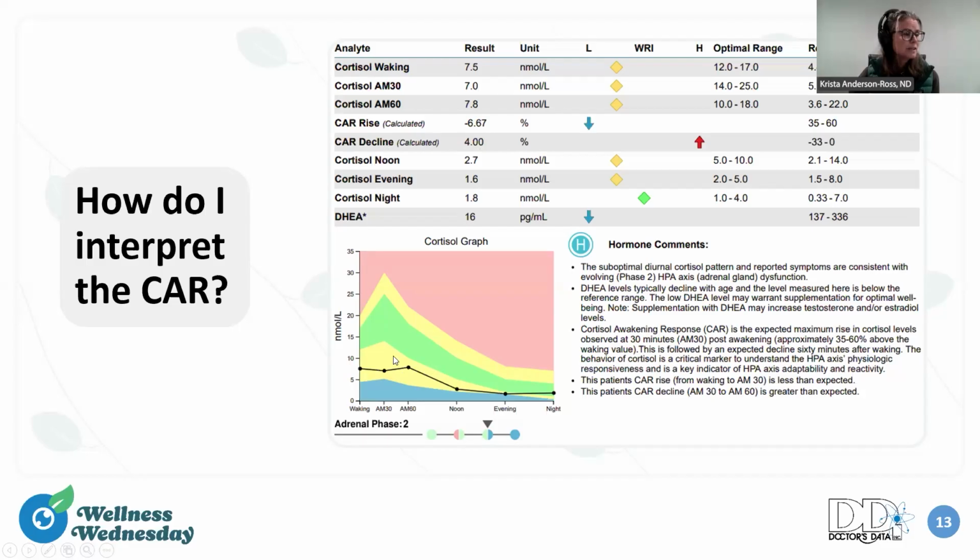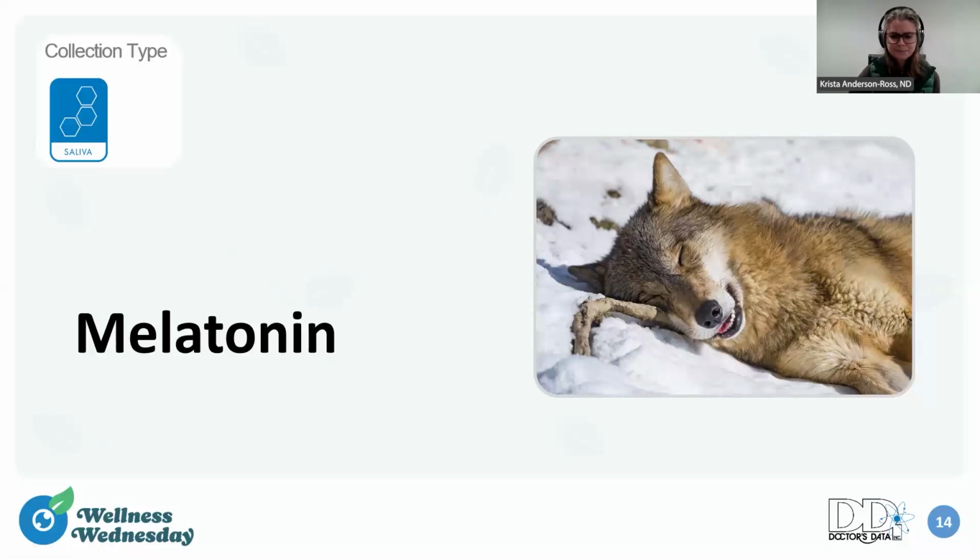And the decline should be between the AM30 and the 60. But in this case, there is no decline. There's an elevation. So the decline is high. And we can help you wrap your brains around that, because I know it's confusing in the beginning.